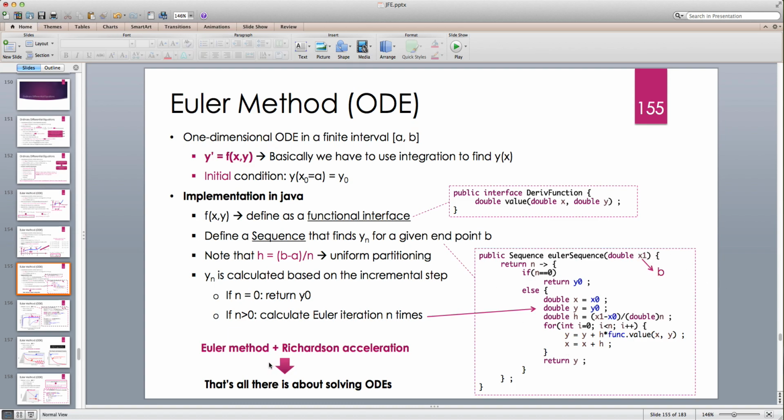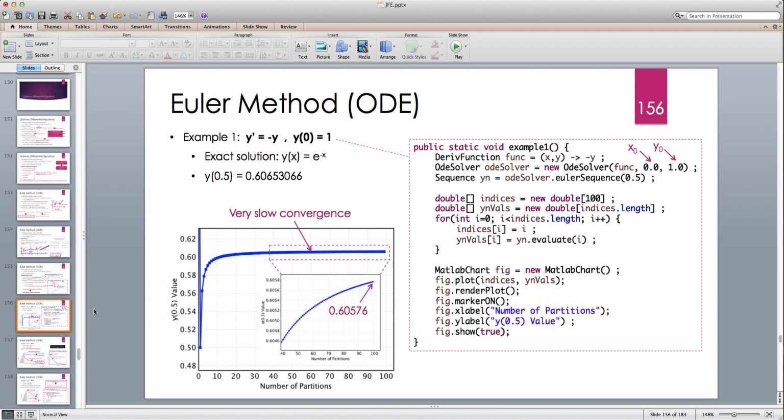And then we said that, okay, Euler has a very bad error behavior. It's very slow, therefore it's very slow convergence, and we can accelerate it using the acceleration methods that we've seen so far for sequences. And because the error behaves in a 1/n fashion, we know that it's suitable for Richardson acceleration. And we demonstrated that by looking at a very basic example.